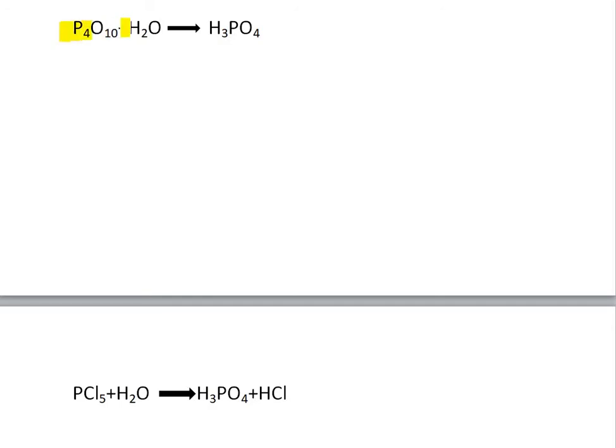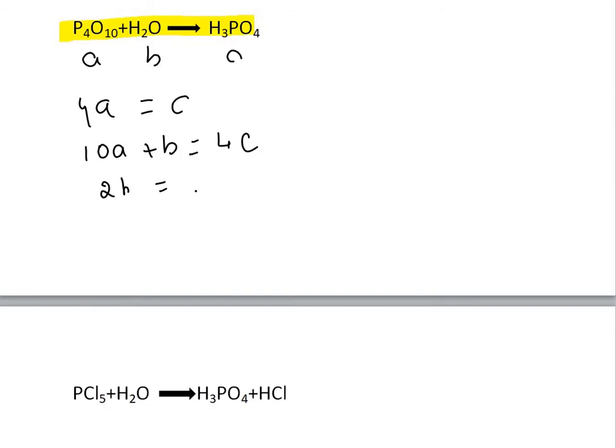So the next one is P4O10 plus H2O gives rise to H3PO4. Put the same way, A, B and C. 4A is equal to C, and then 10A plus B is equal to 4C, and then 2B is equal to 3C. So let A is equal to 1, C is equal to 4. And what is the B value? If you put the value of A and the value of C here, you will get B is equal to 6.